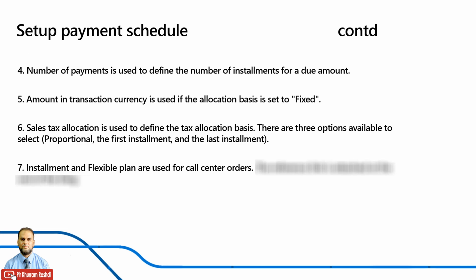So certain fields are available when you select a certain allocation basis. Then sales tax allocation is used to define the tax allocation basis. There are 3 options available: proportional, first installment and last installment for the calculation of sales tax. Then installment and flexible plan are also options for call center orders. Those are related to retail and commerce, so we will not be touching those options, but they are also available.